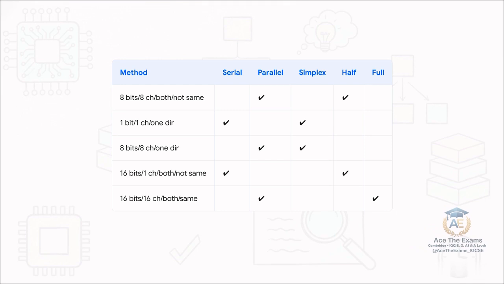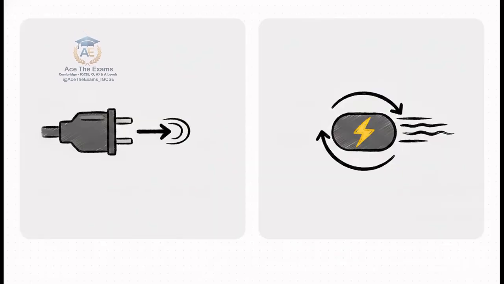Final row, 16 bits, 16 channels, both directions, same time. 16 channels is obviously parallel. Same time means full duplex. When you systematically break down the phrasing like a tactician, you lock in 5 easy marks in under 60 seconds. Do not let dense text intimidate you. Just read the play.